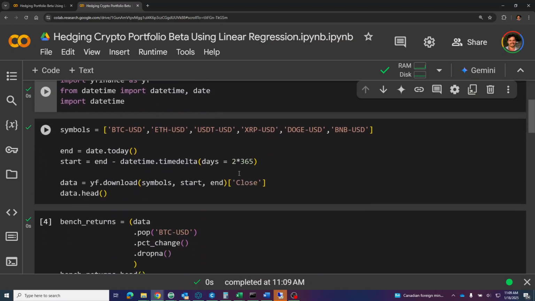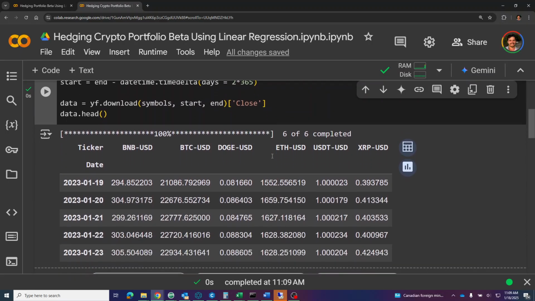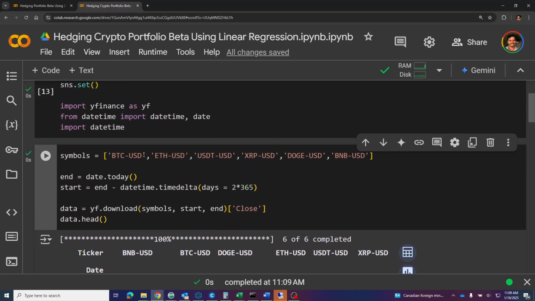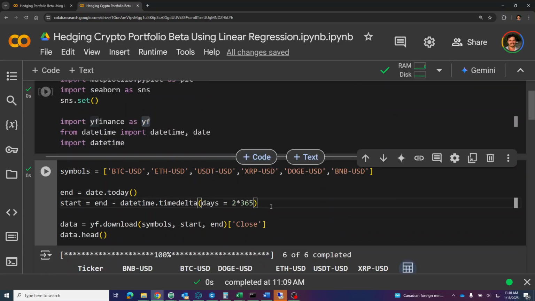So if we calculate this and then grab our data here, you can see I've got Bitcoin, Ethereum, US dollar coin, XRP, Doge. I think this is Binance coin. I'm not super familiar with it. We grab the last 2 years of the data, and this is what it looks like. We could add more here, but since I'm using Y Finance, I'm not super familiar with if they've got data on all the different coins, but I know for sure that they have these.